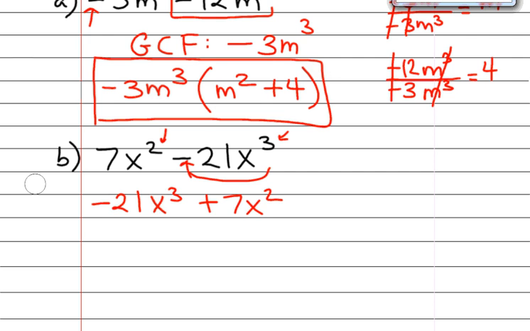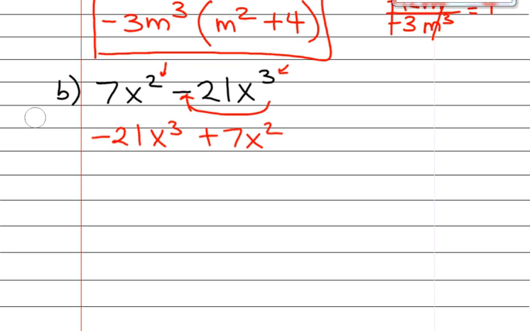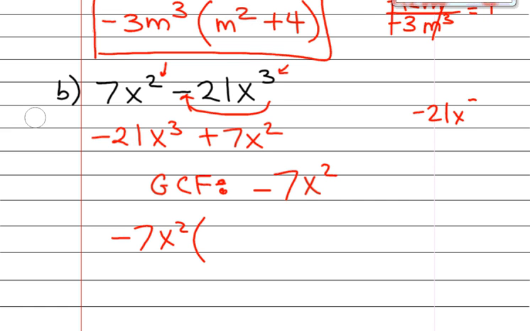Now when I rewrite in standard form, I do have a negative in front. So when I factor out that GCF, I am going to have to factor out the negative. So that's going to be a negative 21 and 7. The GCF is 7, and then x squared. So that's what comes out of my parentheses. Then you can come over to the side and divide to find out what goes inside the parentheses. Negative divided by negative is positive 3. x cubed divided by x squared is x. So the first thing is 3x.